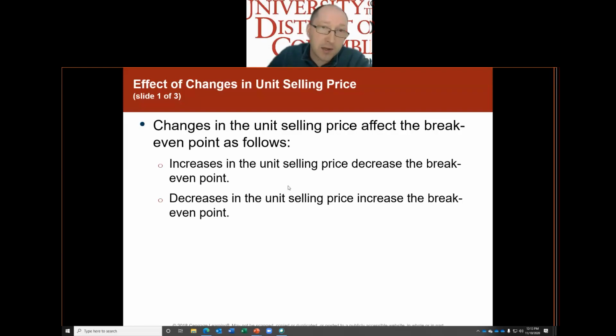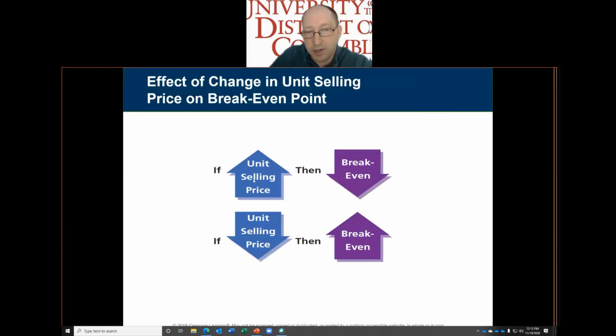And of course, as these changes take effect in unit selling price, let's look at a change in unit selling price. If I raise my selling price, how much I sell it for, let's say instead of selling it for $25, I now sell it for $30. I increase my sales price. That means I need to sell less to break even. My selling price is different from my cost, remember? If I increase my sales price from $25 to $30 per unit, that means I need to sell less in order to break even. But if I decrease my sales price, I need to sell more to break even. Increase in selling price, break even goes down. Decrease in selling price, break even goes up. Inverse relationship.